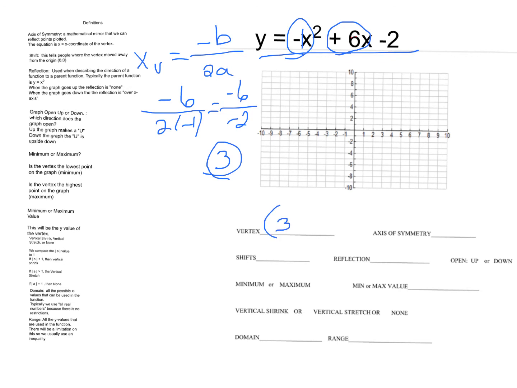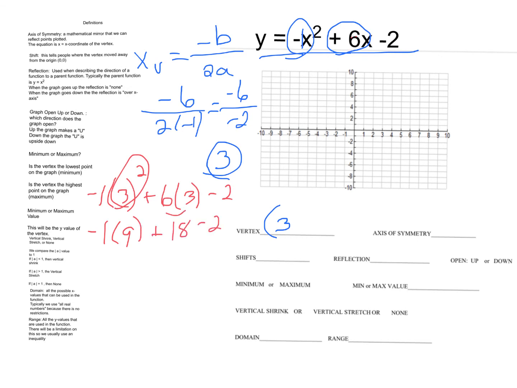All right. Now, let's go find the y-coordinate of the vertex. So again, we just plug that back in for x. So -1 times 3 squared plus 6 times 3 minus 2. So -1 times 9, 6 times 3 is 18, minus 2. Okay. Multiply this, -9 plus 18 minus 2. Okay, put that together, we get 9 minus 2, which is 7. All right. So my vertex is (3, 7).